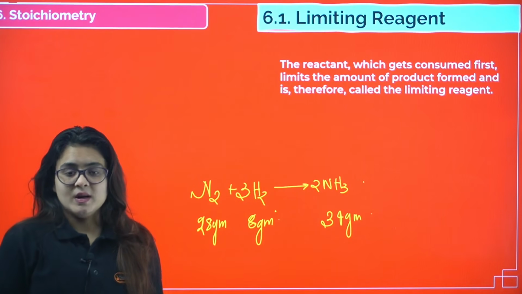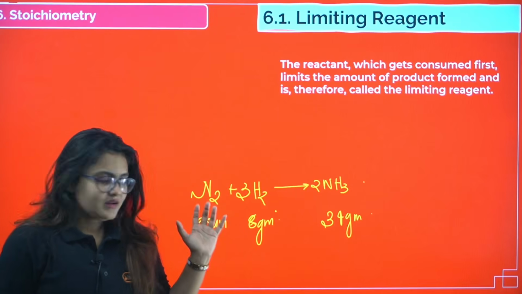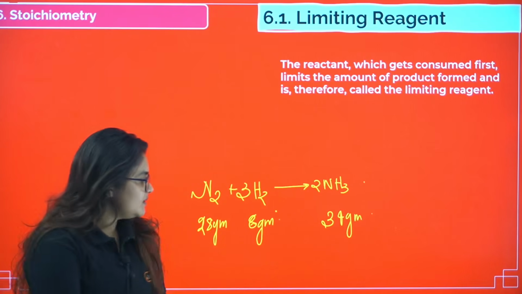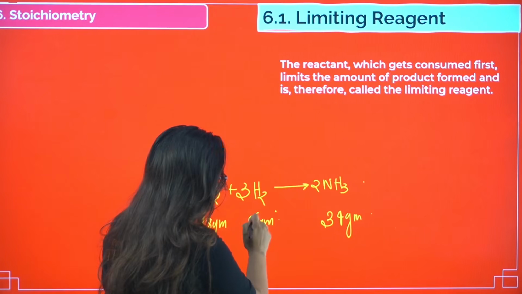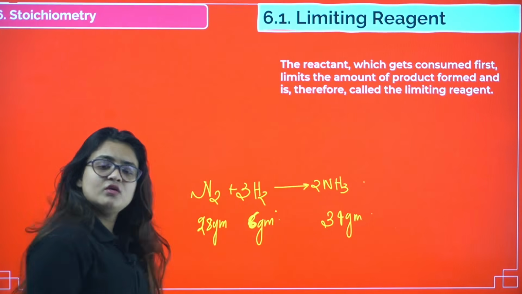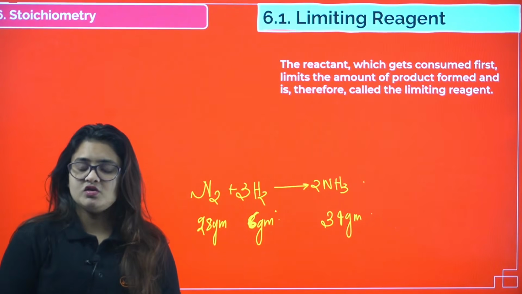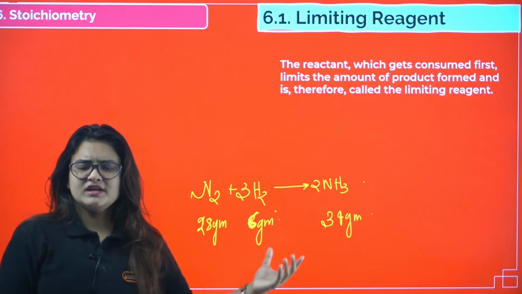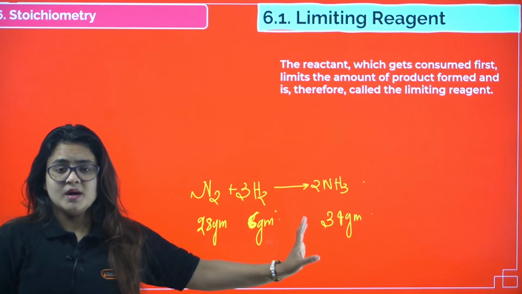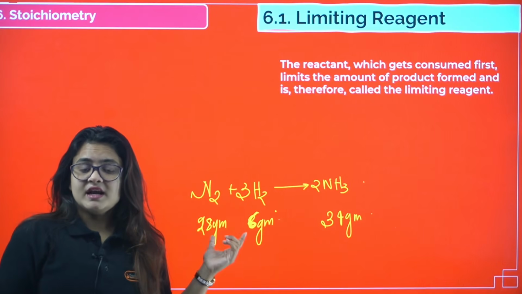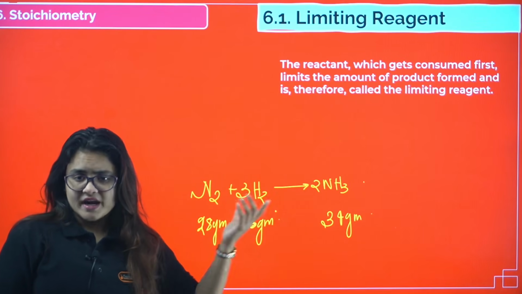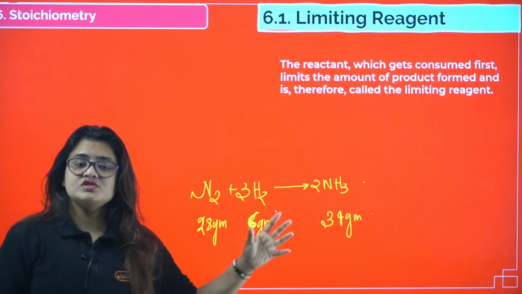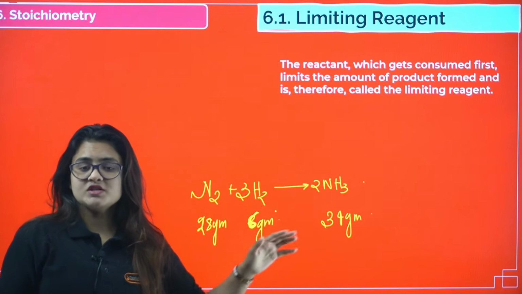gram of ammonia. But let me just tell you, let's say 28 gram N2 is supplied, but in place of 6 gram of hydrogen, they supplied only 4 gram. So 28 gram will react with 4 gram of hydrogen and it will give a certain amount of ammonia. But then some unreacted N2 will be there, but hydrogen is not there. After 4 gram it is over. So as hydrogen is fully consumed, the reaction will stop.